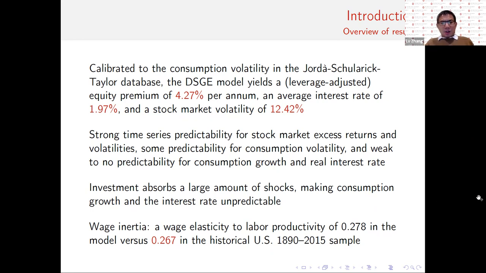The key mechanism in the model is wage inertia. We provide a new estimate from some geometrics analysis, basically economic history. We pull together a historical US wage series and estimate the wage elasticity to labor productivity. It turns out to be 0.27, which is relatively close to what we have in the model.